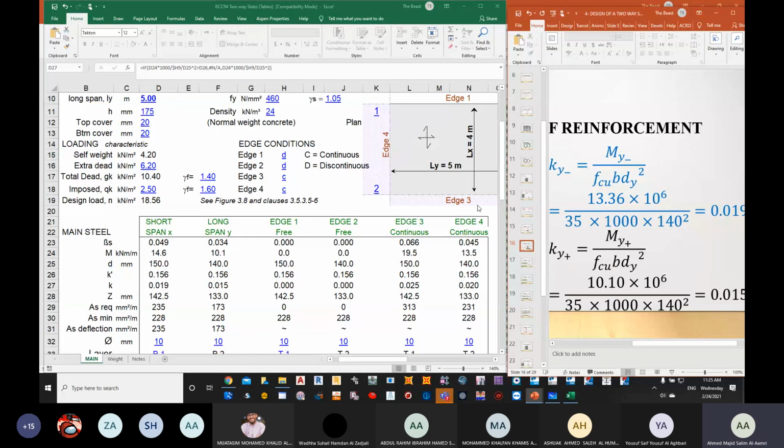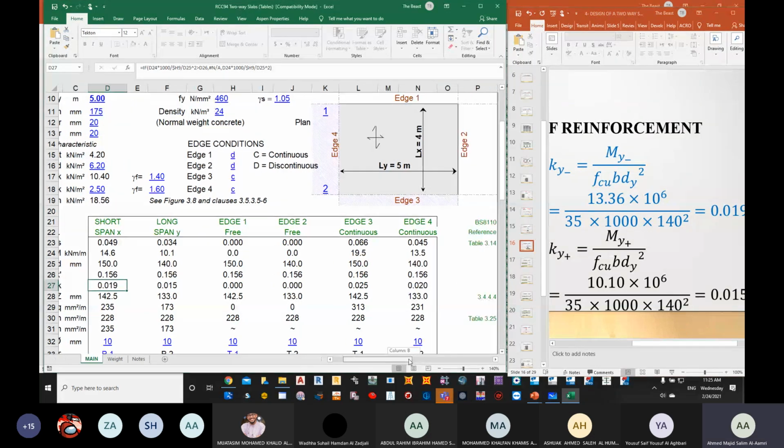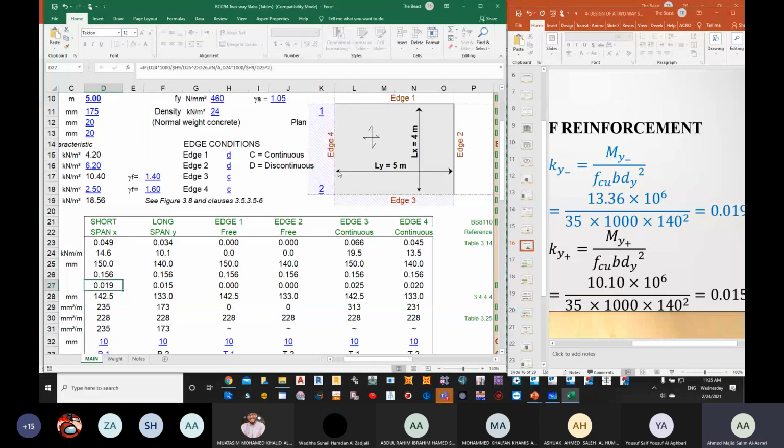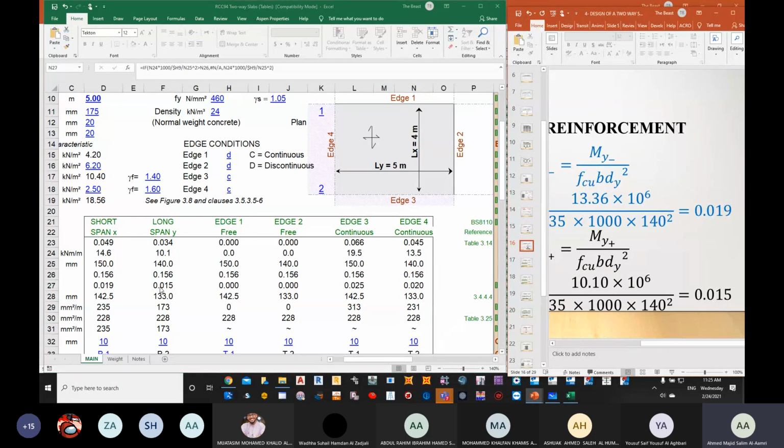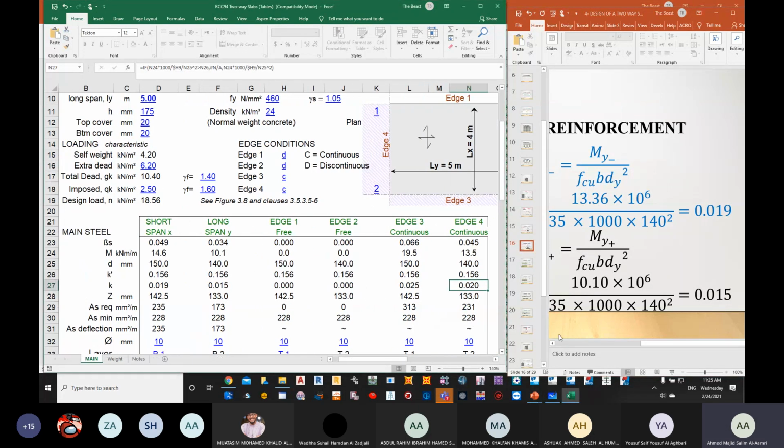Okay, now going for y, once again we have ky negative and ky positive. Ky negative, once again for y we have edge number 4 and edge number 2. Edge 2 is 0, edge 4 is the negative one. So for edge number 4, you can see that k is 0.02, and we have got 0.019. And then here we have our long span, which is y positive. We have got it to be 0.15, and here it's 0.15. The same thing goes for your z.